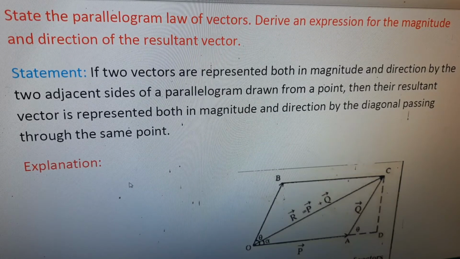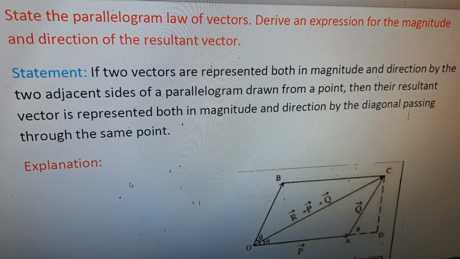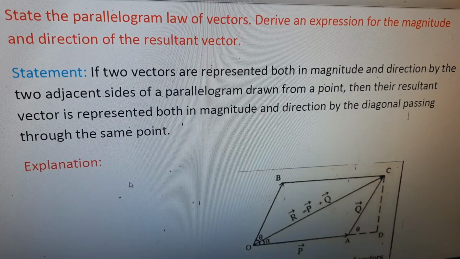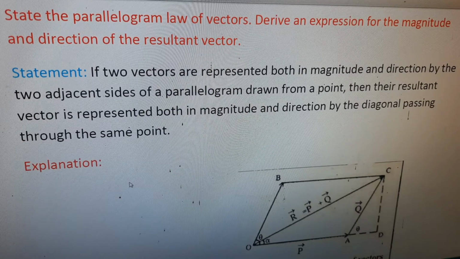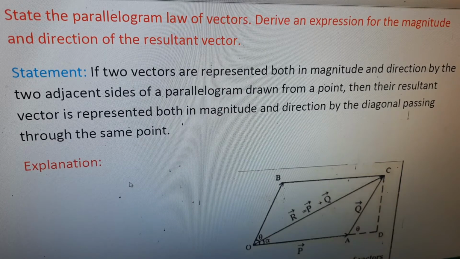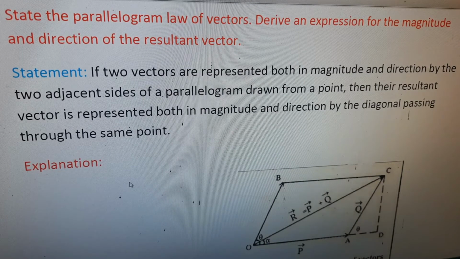Okay, students, the most important 4 marks question in the motion in a plane lesson in our first year physics syllabus. The question is parallelogram law of vector. So the question we can ask in IPA examination: state the parallelogram law of vector, derive an expression for the magnitude and direction of the resultant vector. So first one we can write the definition of the statement of the parallelogram law of vector, and next one we can derive the equation for the magnitude and also the direction.